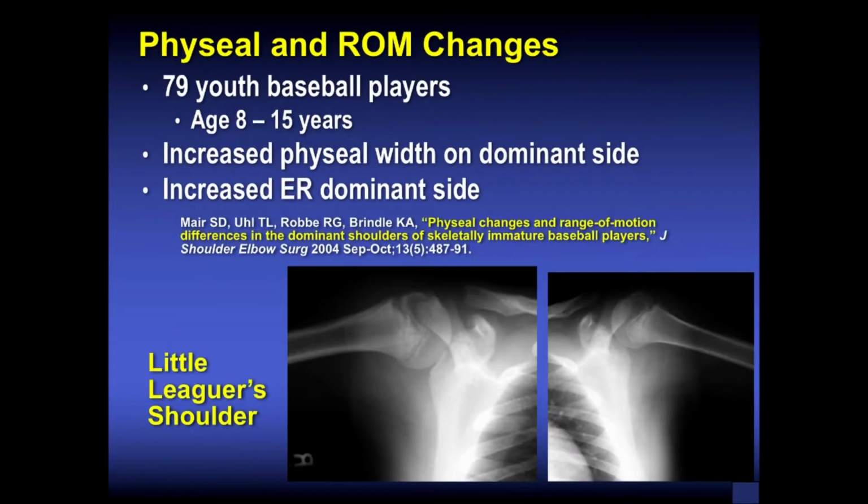This physeal and range of motion changes study was by Scott Mayer and Tim Uhl from the University of Kentucky. There were 79 youth baseball players, ages 8 to 15, and there was increased physeal width on the dominant side and also increased external rotation on the dominant side. Some CT scans were done to confirm an asymmetry in that proximal humeral epiphysis, consistent with some rotatory abnormality with the way that the little leaguer's shoulder healed.